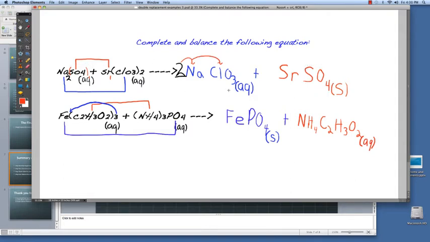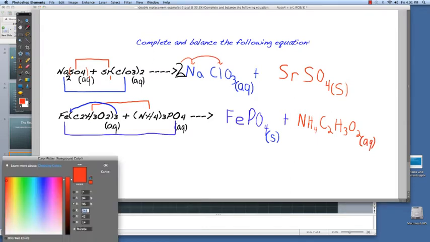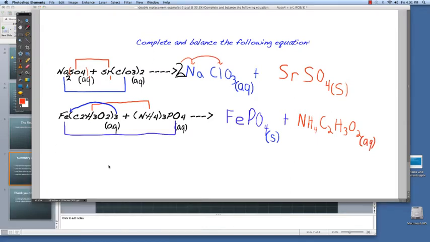So this reaction is completely balanced. If they were to ask you for the sum of the coefficients, you should know that you have to put a 1 on all the blank ones. So if they asked for the sum of the coefficients of a double replacement reaction, do not forget to make sure you put a 1 in front of here.